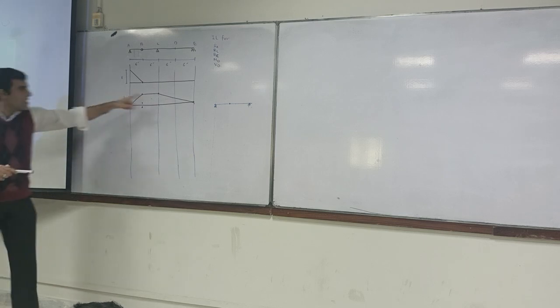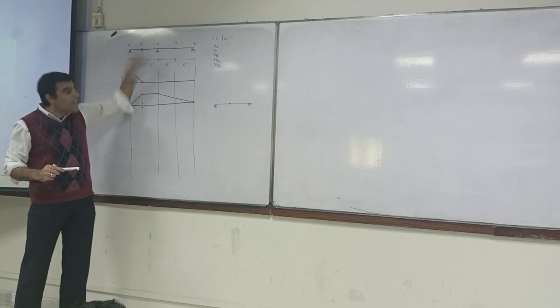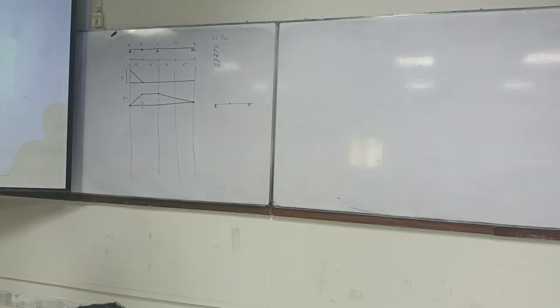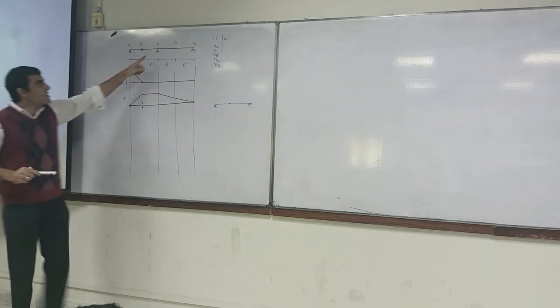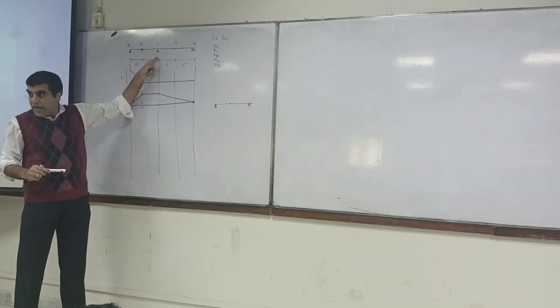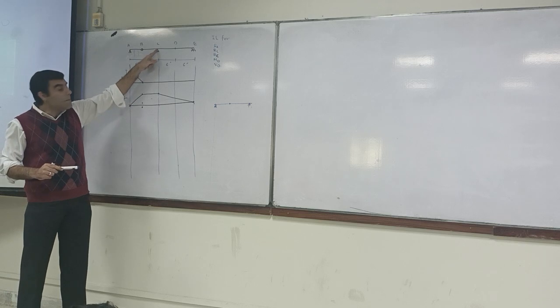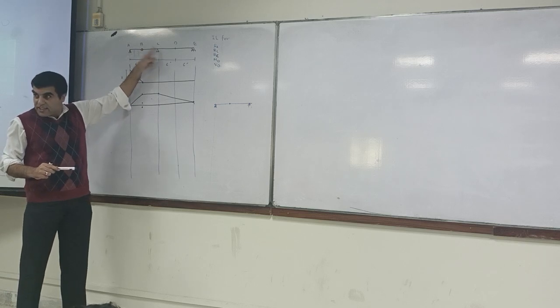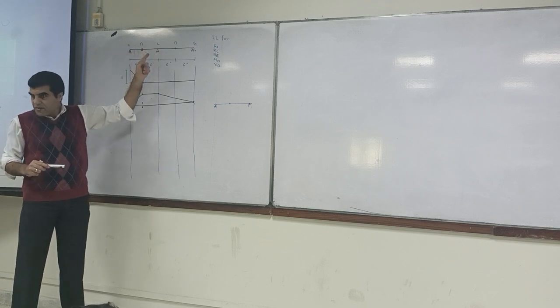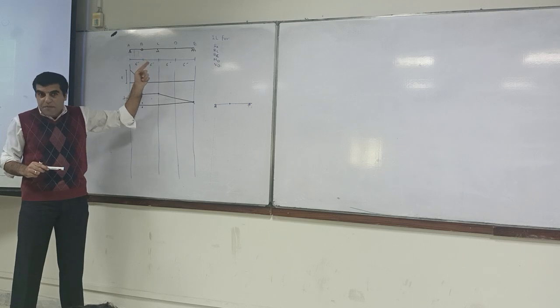If I put this thing over here, that means I'm putting a link over there, an internal pin over there. This is not, it is a knife edge support, okay? This member is straight. This is not a link. Do you understand my point or not?